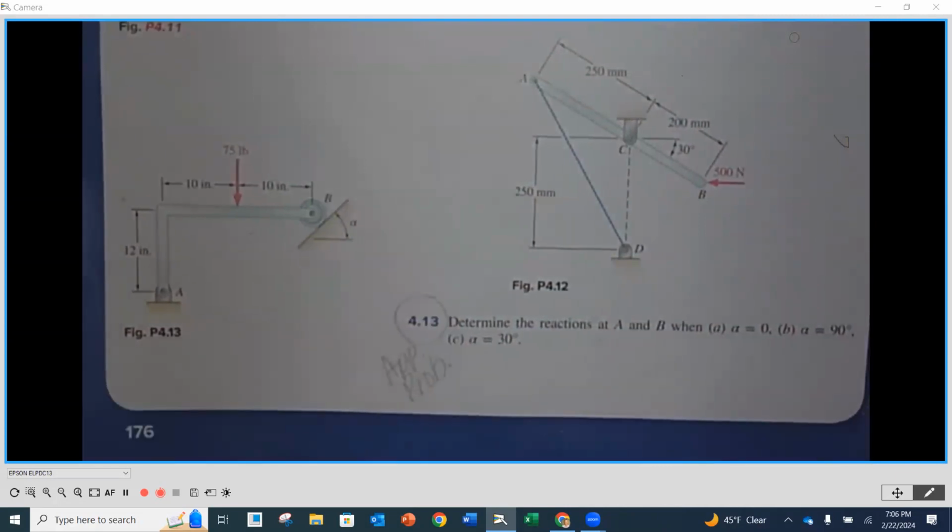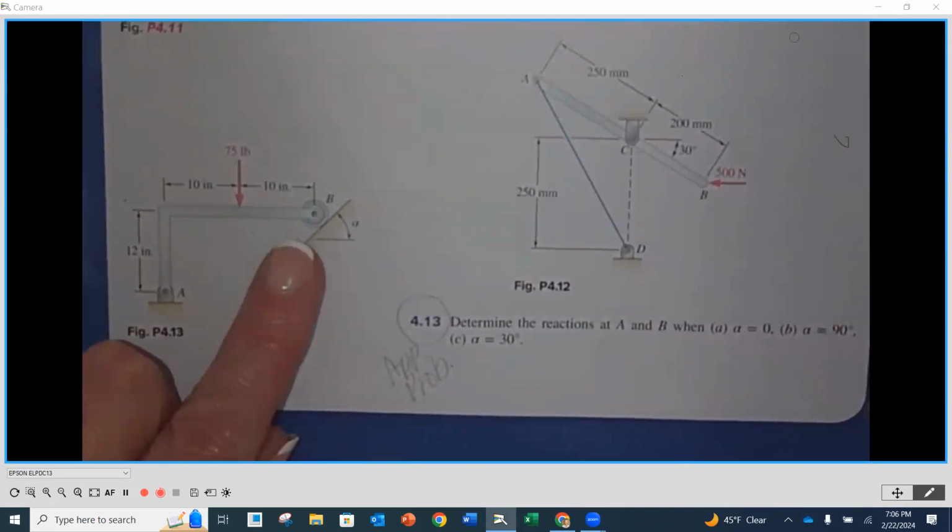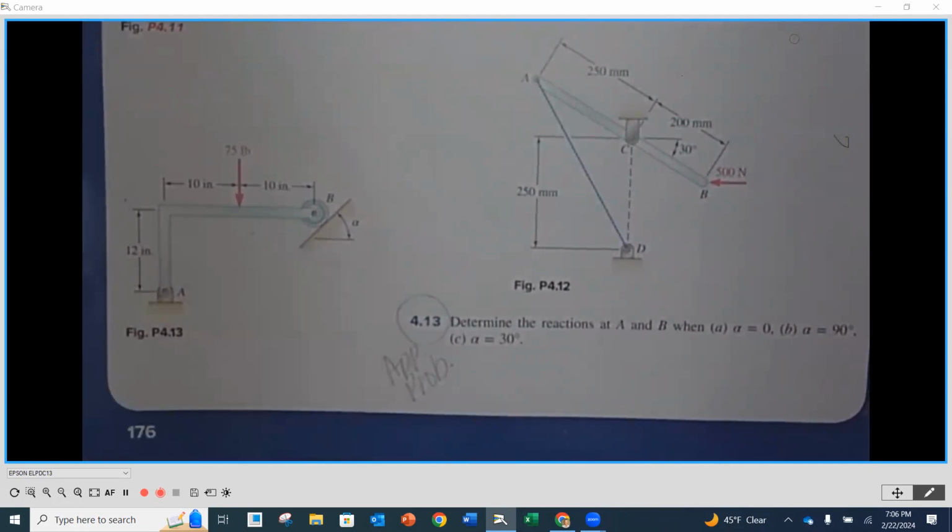Okay, so what that changes is going to be the orientation of the reaction of the roller at B. So that's what's going to change for each one of these. So we're going to start by doing part A, where alpha is going to be equal to 0.